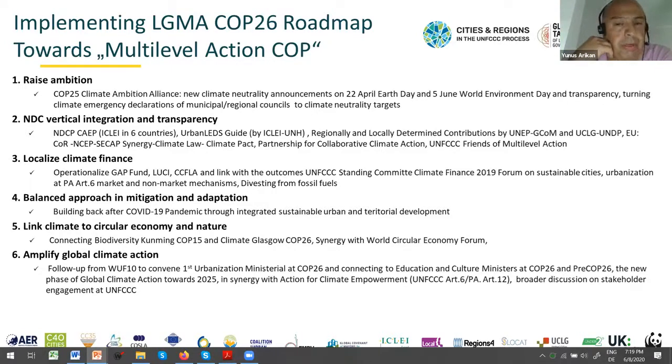So when we were preparing for COP26, we said that as ICLEI and the constituency of local governments, we have to develop a multi-level action COP. In Glasgow, we should make sure that this new generation of climate action reflects the Paris Agreement in full spirit, which is all levels of government engaged. There are 6 levels of activities, but I will not go into that discussion today.